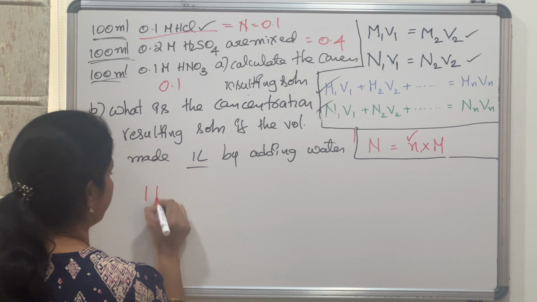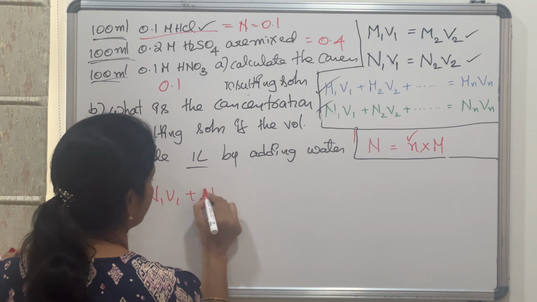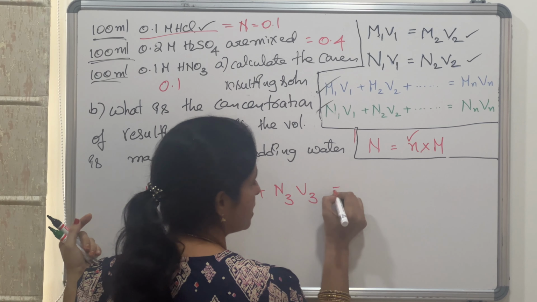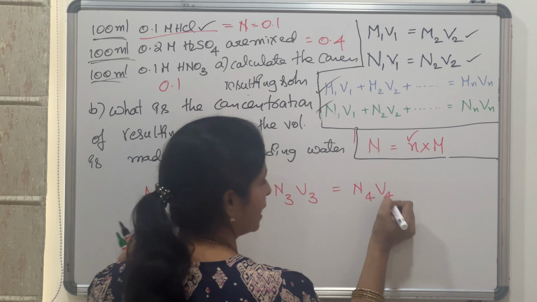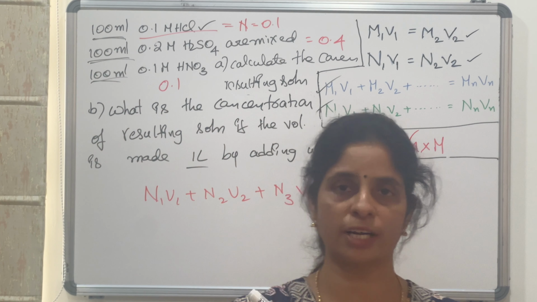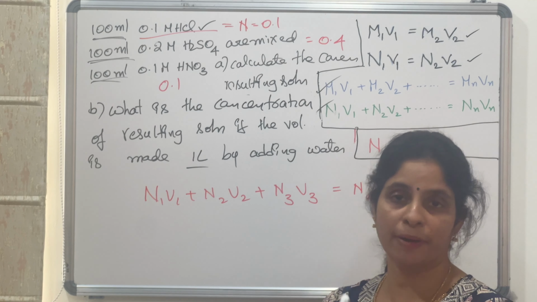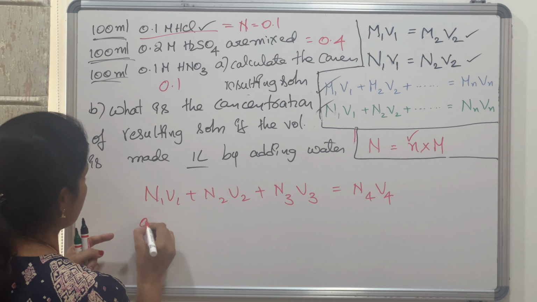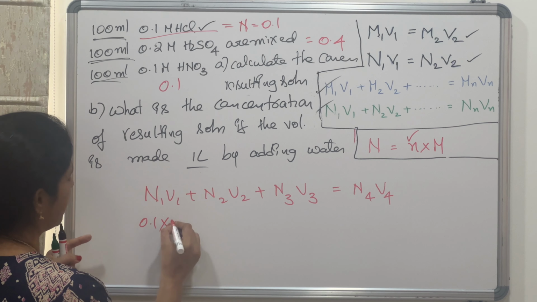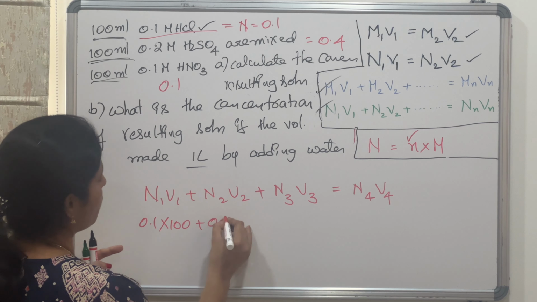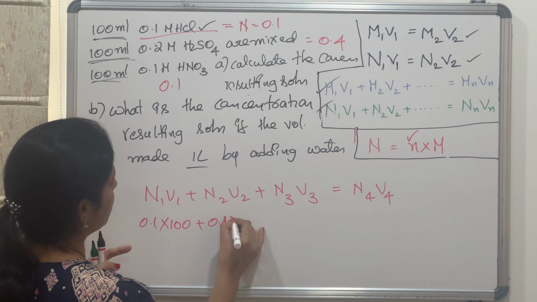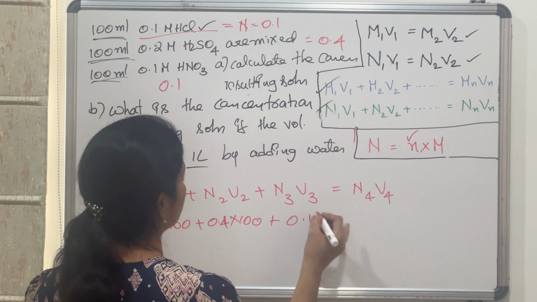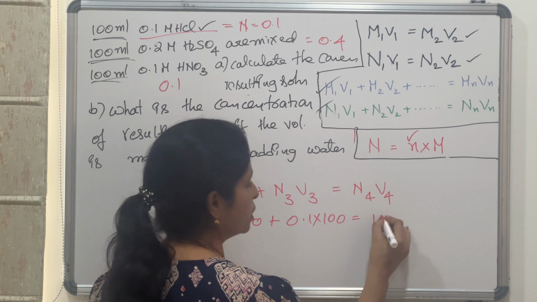So N1V1 plus N2V2 plus N3V3 is equal to N4V4. Here the volume has been made up to 1 liter by adding some water. So here what is N1? It is 0.1 into 100 plus 0.4 into 100 plus 0.1 into volume 100 is equal to the new concentration.